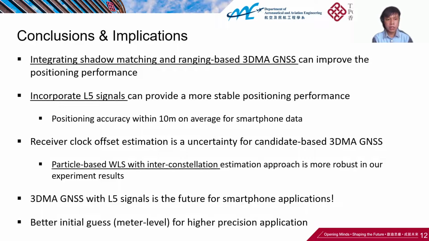As a conclusion of this study, the integration of shadow matching and ranging-based 3D GNSS can improve the positioning performance. Incorporating the L5 signal can provide more stable positioning for 3D GNSS. And we propose using particle-based weighted least squares with inter-constellation offset to estimate the receiver clock. We believe that 3D GNSS with the L5 signal is the future for smartphone applications, which can provide a better initial guess for higher-precision applications.